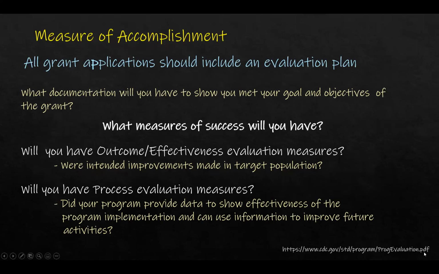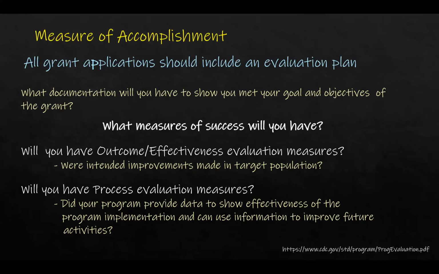What is your measure of accomplishment going to be? All applications are going to have an evaluation plan of some sort. Sometimes it's a progress report. You have to show progress in whether you met your goals. So you have to be able to show documentation of how you met your goal and objectives in the grant. What are those measures going to be? Do you have to have outcome or effectiveness evaluation measures? Sometimes they'll tell you what you need to do in the grant application.